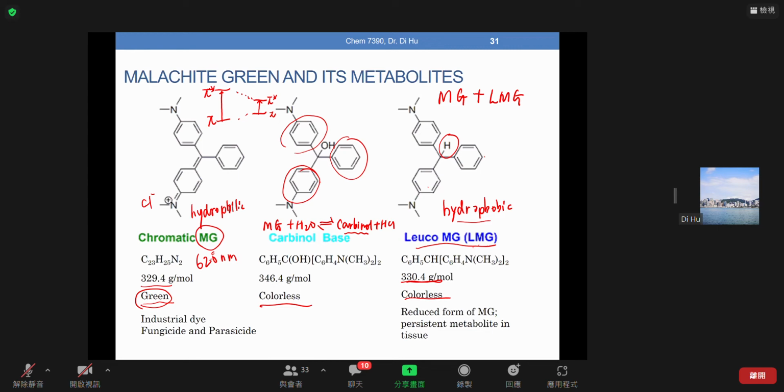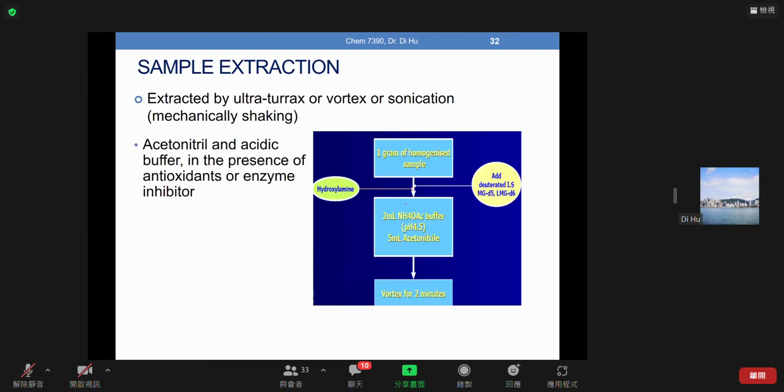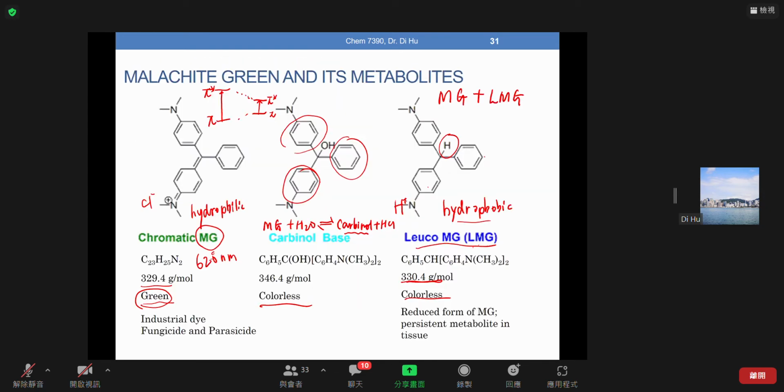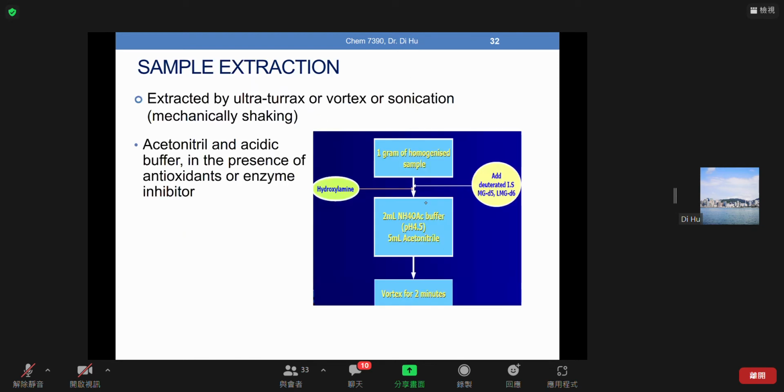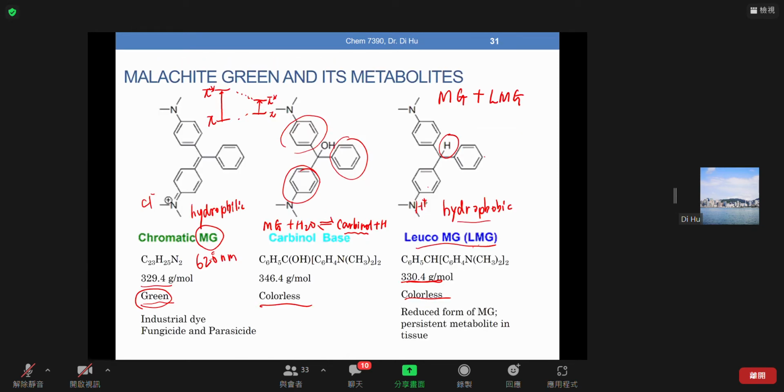One easy way to do that is, when you do the extraction, think about pH adjustment to see whether we can protonate this one. If you can protonate it, if you can give it one charge, that can make it more hydrophilic, right? More polar, right?